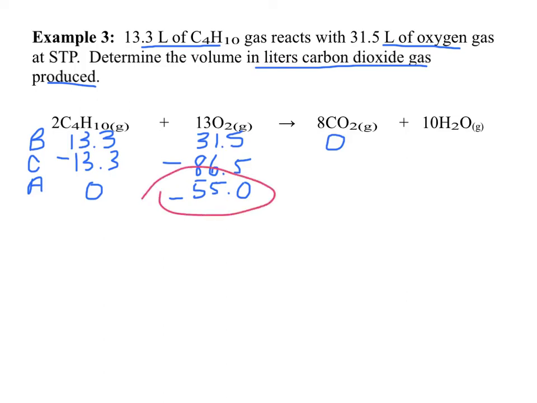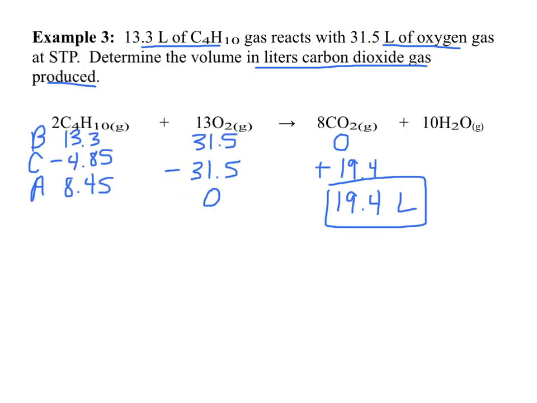This just doesn't make sense. So the butane cannot be the limiting reactant. We cannot react more oxygen than we started with, so therefore the oxygen must be the limiting reactant. Using stoichiometry, I've determined that 19.4 liters of carbon dioxide gas is produced. There are 8.45 liters of butane left over after the reaction is complete.